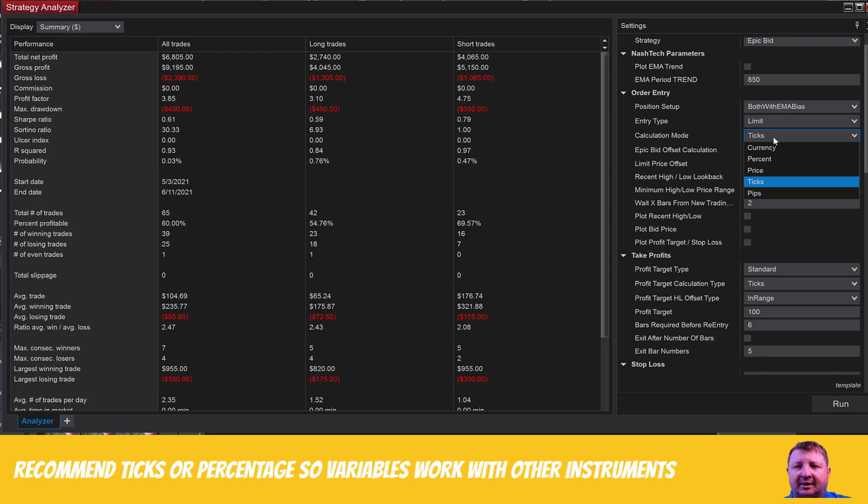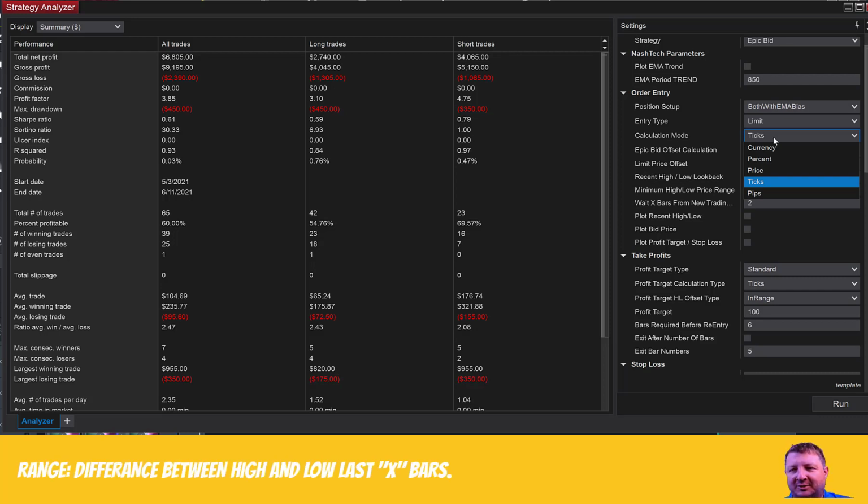Anytime you're using a set static dollar amount or a price or a currency, you're really limiting the setups whenever you start optimizing for, let's say, all of the micros or all of the futures, because things trade at different prices, right? So I would stick to ticks. I don't trade Forex myself, but you could do pips, of course. I would stick to ticks or percent.